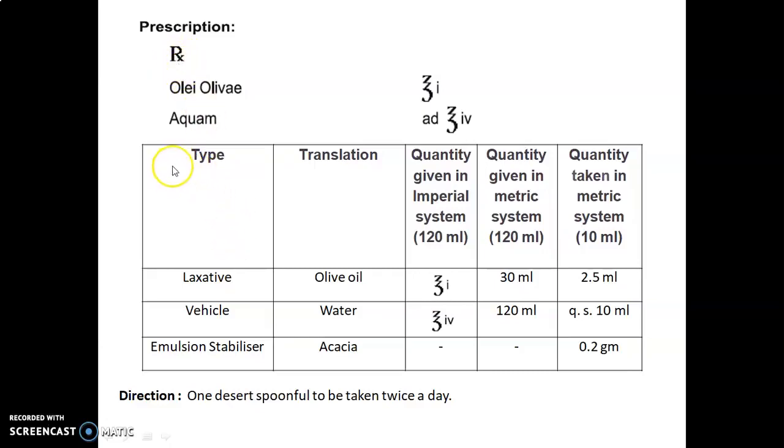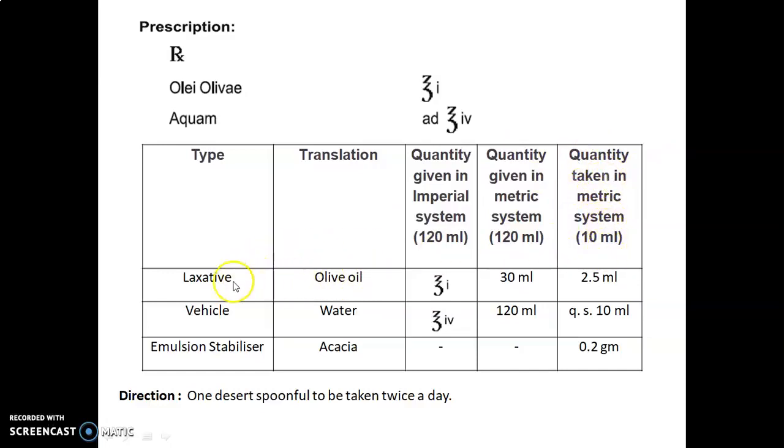We have this formula table: type means category, use or role of ingredient, translation means name of ingredient, quantity given in the imperial system for preparing 120 ml, quantity given in the metric system for preparing 120 ml, and this is the quantity taken in the metric system to prepare up to 10 ml.